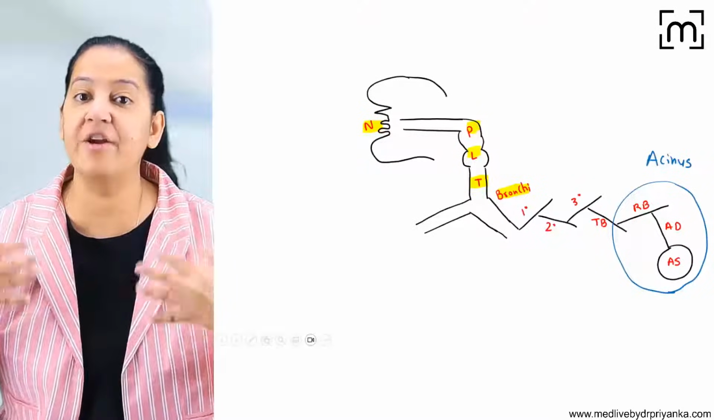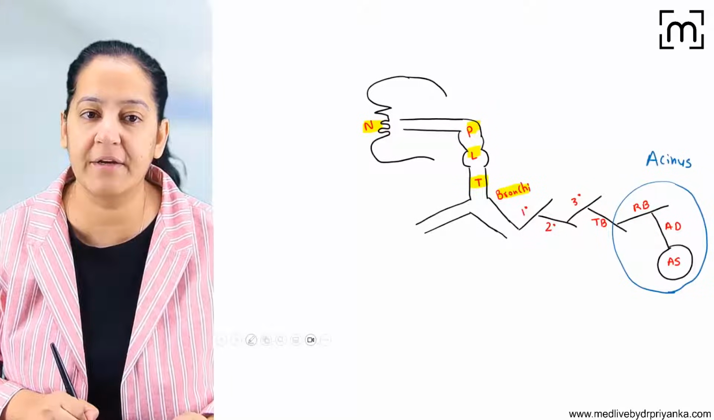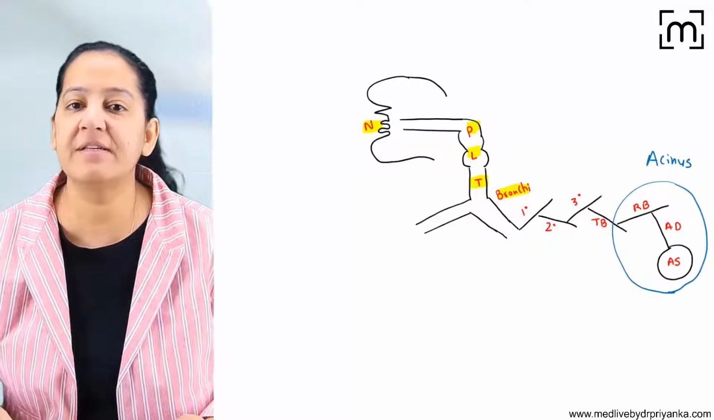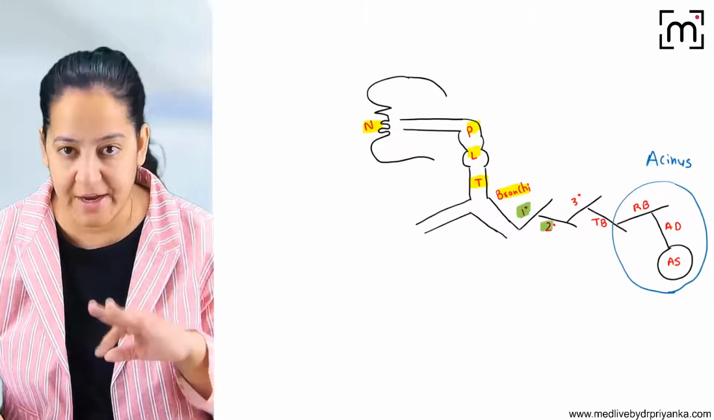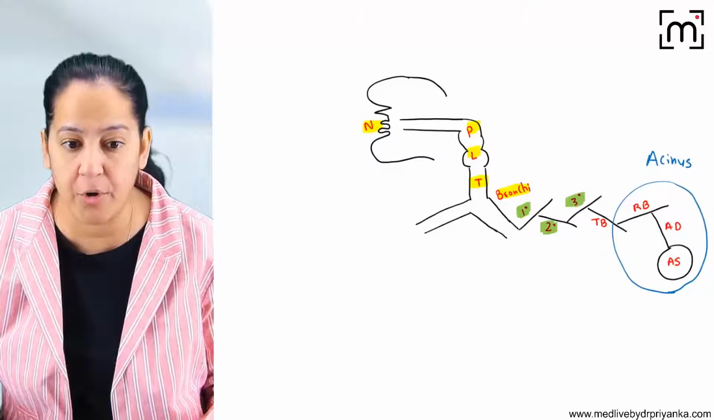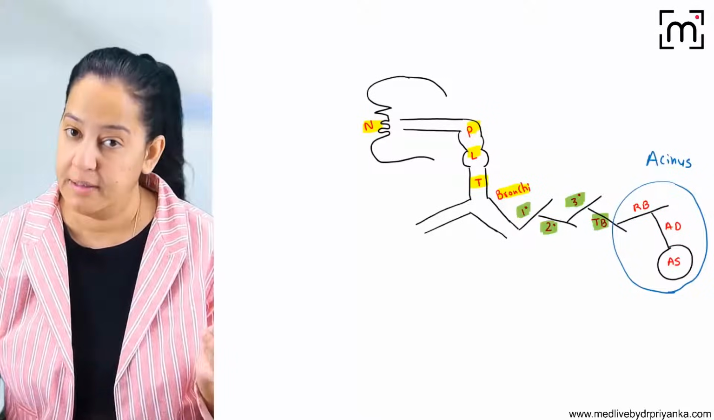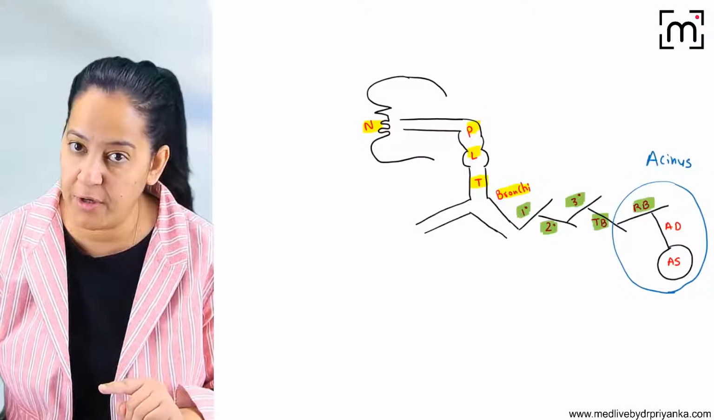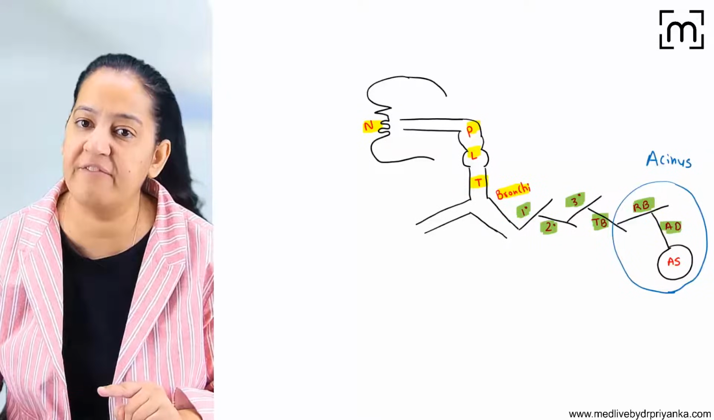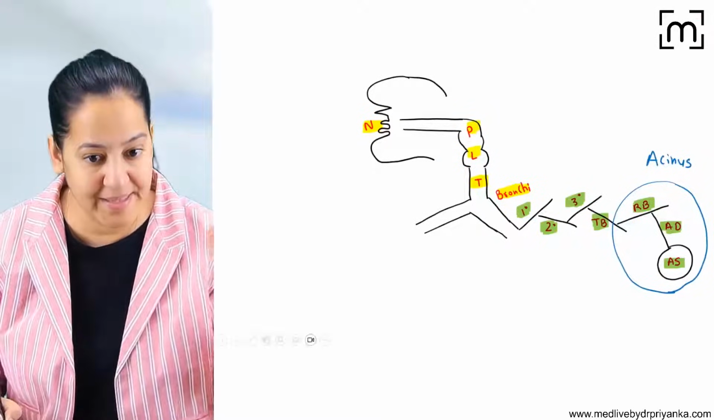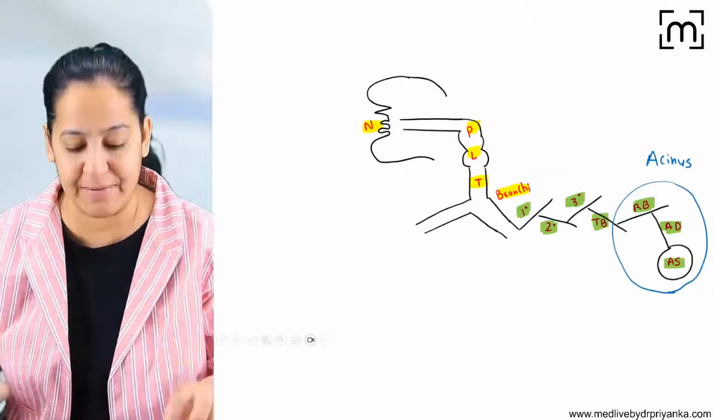Now the bronchi divide into bronchioles. How many bronchioles are there? You tell me. First there is the primary bronchiole, which leads to the secondary bronchiole, which leads to the tertiary bronchiole. The tertiary bronchiole finally leads to the terminal bronchiole. The terminal bronchiole leads to the respiratory bronchiole. It leads to the alveolar duct and finally the alveolar sac. So please learn the entire sequence of the respiratory tract.